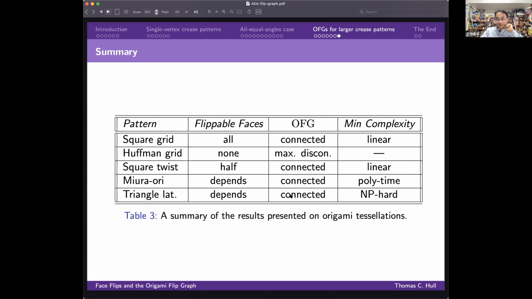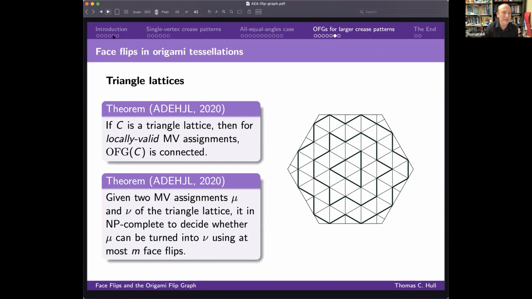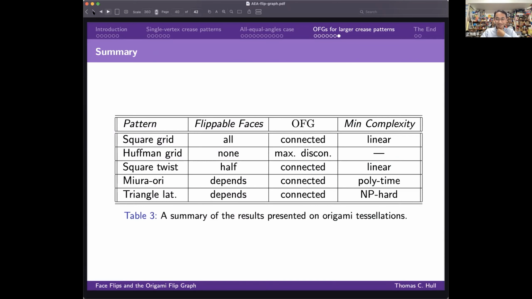If you can say the NP hard can be said to be NP complete, because... Yes, I should have put NP complete here, probably. Let me make sure, because I think that was the theorem. Yeah, the theorem was that it was in NP. Okay, I see. Yes. Thank you.